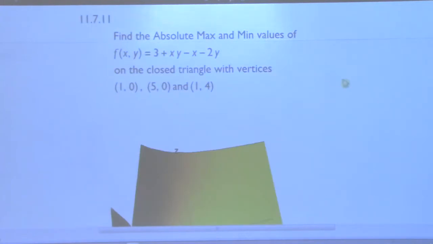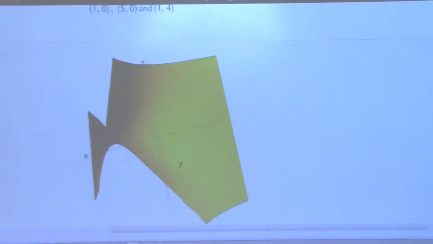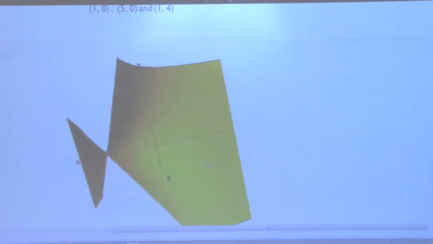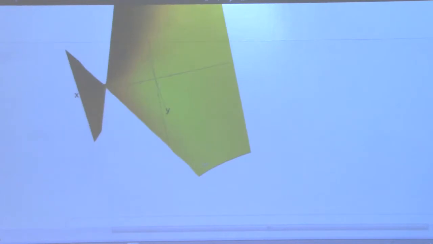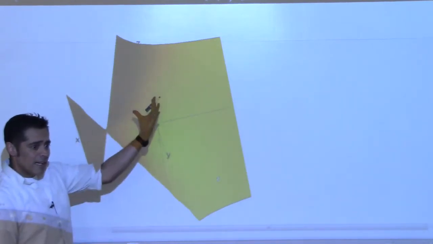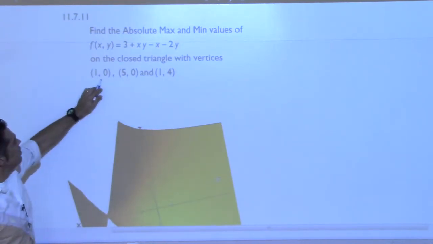So here's our first example. We want to find the absolute max and min values of this surface, f of x, y equals this, on the closed triangle with vertices (1, 0), (5, 0), (1, 4). All right, so let's get a visual of what's going on here. So I have a surface here, right? And I'm trying to find the absolute maximum and minimum of this surface, but I'm restricted. I'm not allowed to plug just anything into this function. Remember, our domain's on the ground, right? The only things I can plug in are things out of this closed bounded set, the triangle with these vertices.